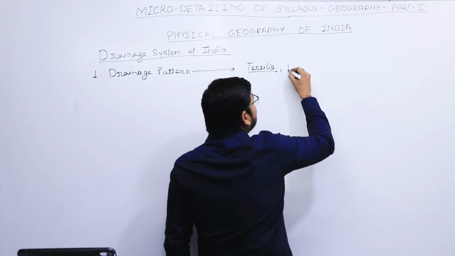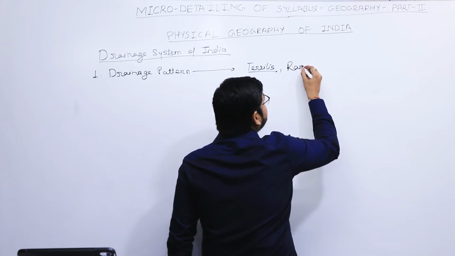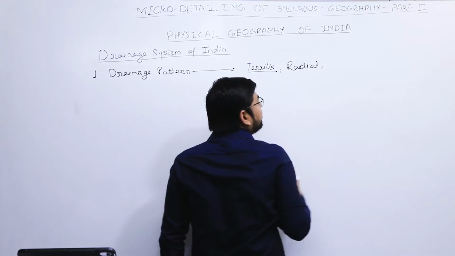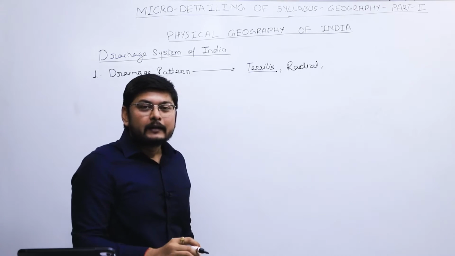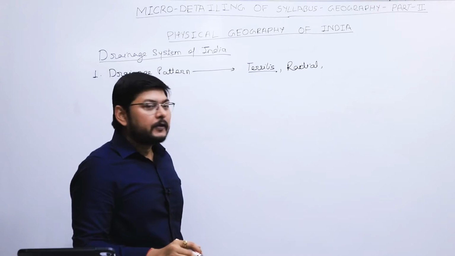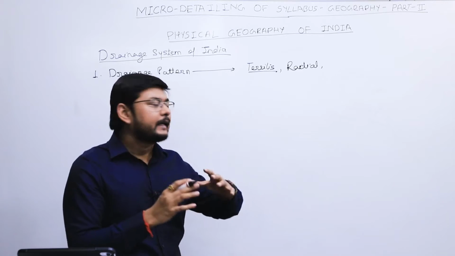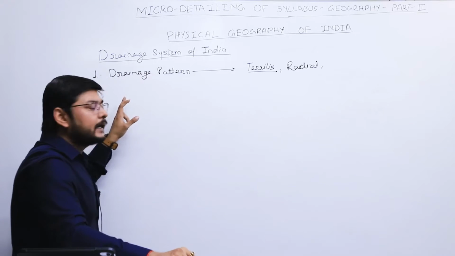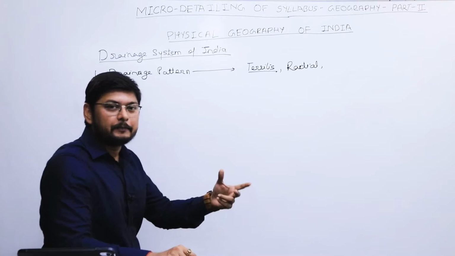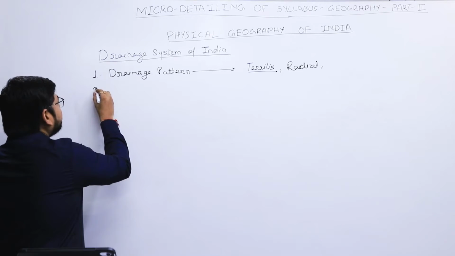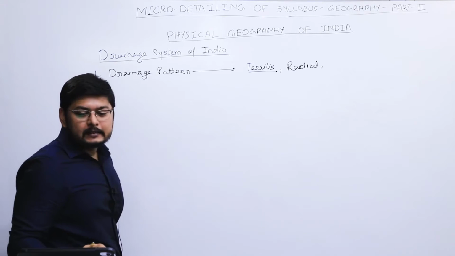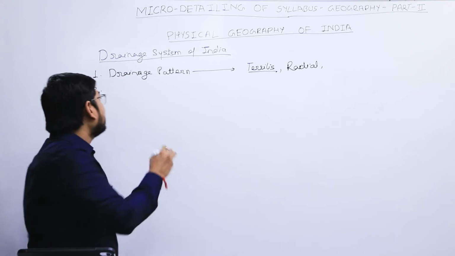Then we have the radial drainage pattern. After this we have different kinds of patterns which we'll be studying in detail to understand the rivers and their pattern system. Next part we have in our syllabus is the drainage systems of India.